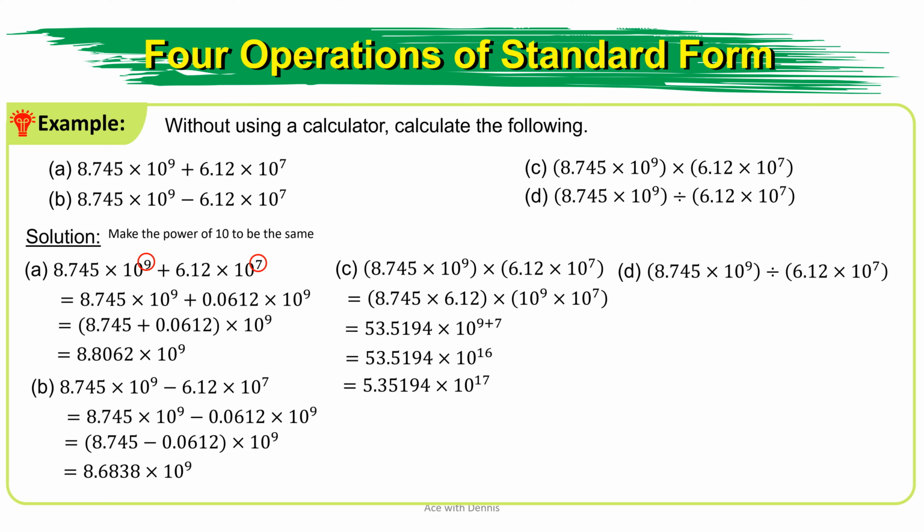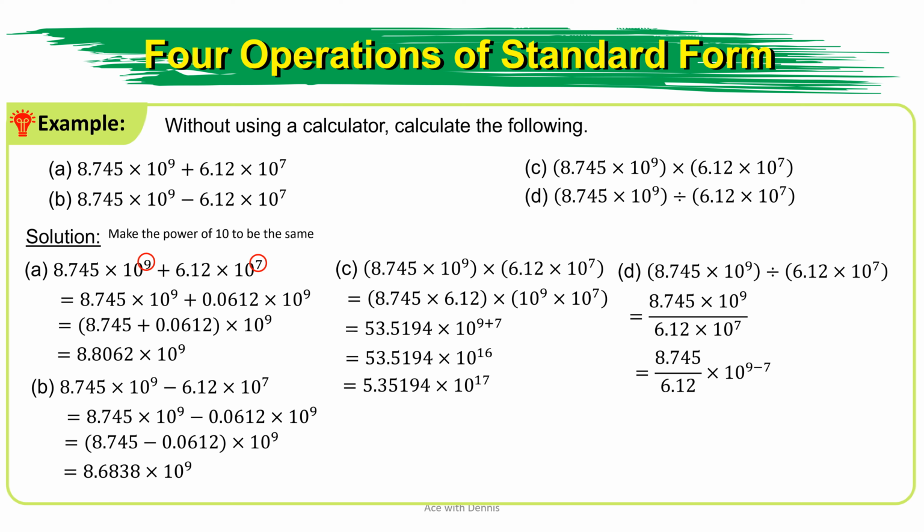Similar for D, 8.745 times 10 to the power of 9 divided by 6.12 times 10 to the power of 7. So for division, we can rewrite it as a fraction. 8.745 times 10 to the power of 9 over 6.12 times 10 to the power of 7.